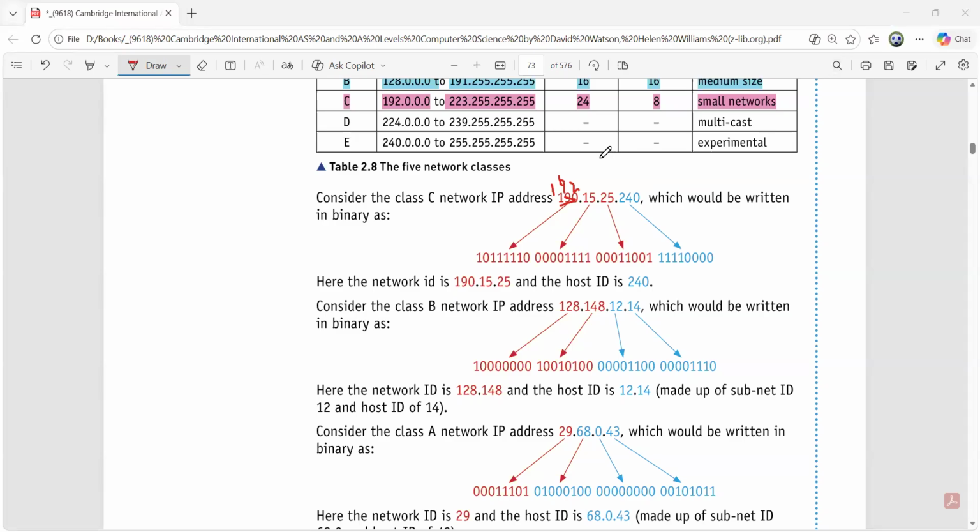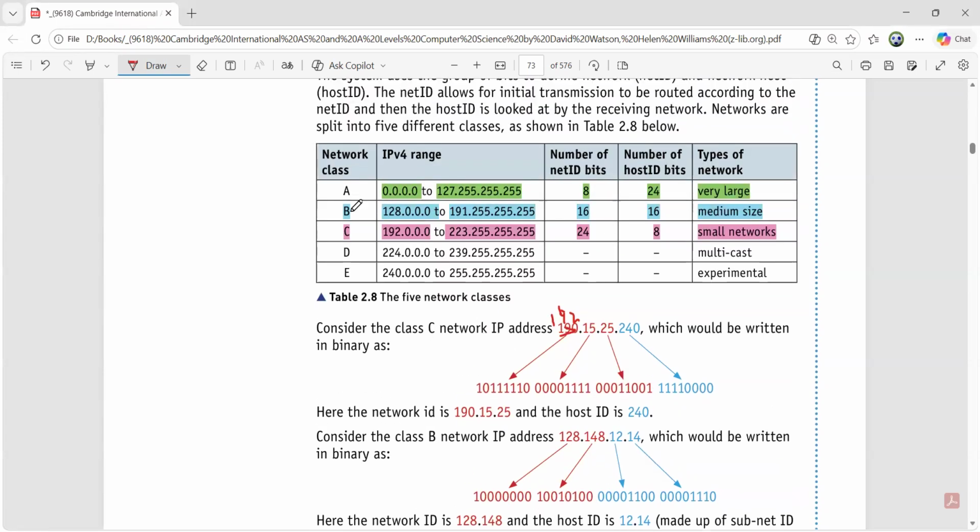Okay, now Assalamu alaikum. Continuing from the same point where we had left earlier, we were talking about the class A, B, C network, and let's recap what we were doing. Class A is 0.0.0.0 to 127.255.255.255. Class B is 128.0.0.0 to 191.255.255.255. Then C is 192.0.0.0 to 223.255.255.255.